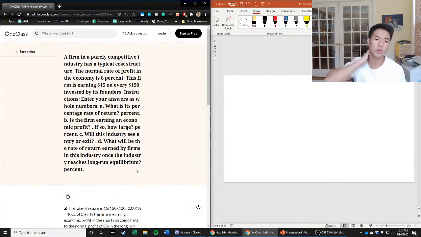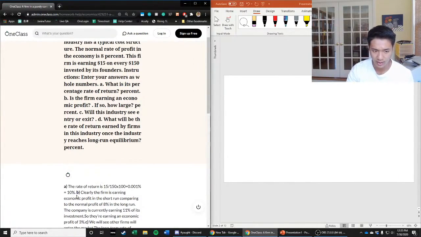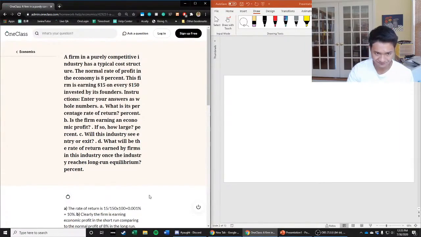So the first question part says, what is its percentage rate of return? Well, founders put $150 into this business, and they expect for every $150 they put in, they will get $15 back. So the return is $15. The initial investment is $150. 15 divided by 150, you're going to get 10%, right? So that's the answer to the first question, and the previous tutor agrees.